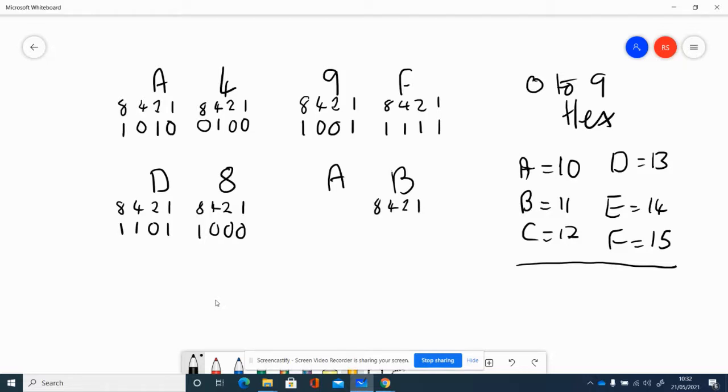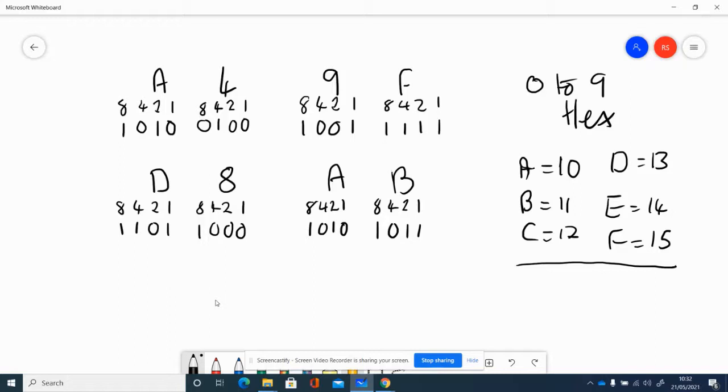B, if I look up, is 11. And that looks like that. An 8 and a 2 and a 1. And A is 10. And so that's an 8 and a 2. So 1 0 1 0 1 0 1 1 is the actual answer to that. So hopefully you got all those correct.